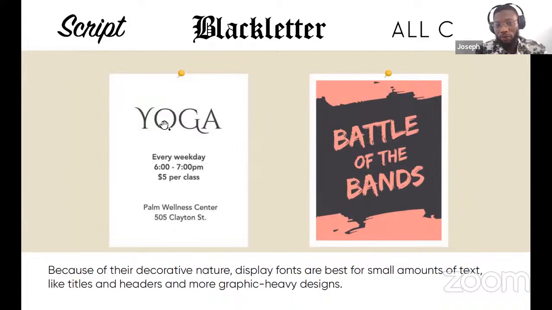And you can see an example of not using display font for all your content on this other side. So you see yoga, and then the every week and all the other information are sans serif fonts for easy readability because you're trying to pass an information, right?